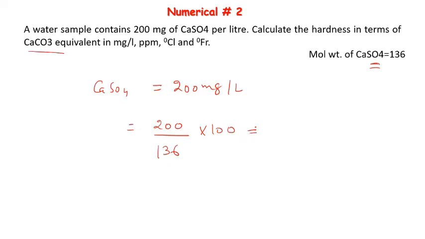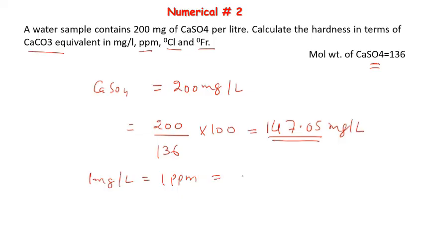So this will be equal to 147.05 milligrams per liter. So this will be the hardness equivalent to calcium carbonate scale. So this is in milligram per liter. In the earlier part, it has been asked degree Clark and degree French in ppm. So 1 milligram per liter is equal to 1 ppm, which is equal to 0.07 degree Clarks, which is equal to 0.1 degree French, right?